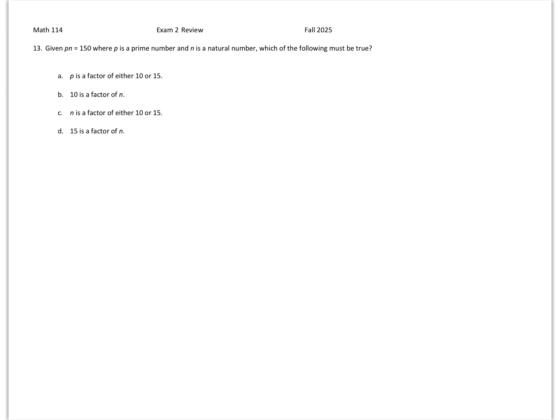So the primes that divide 150, we could find those by making a factor tree for 150. Let's find its prime factorization, and then I'll know all the primes that divide 150. Okay, so any two numbers that multiply to make 150, I could do 2 and 75. Okay, 75 is 3 and 25 is 5 times 5. So the prime factorization of 150 is 2 times 3 times 5. So p could be 2, 3, or 5.